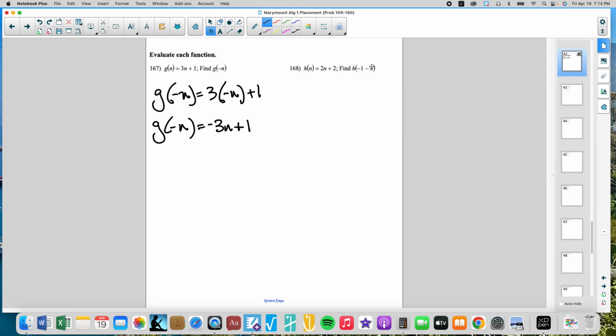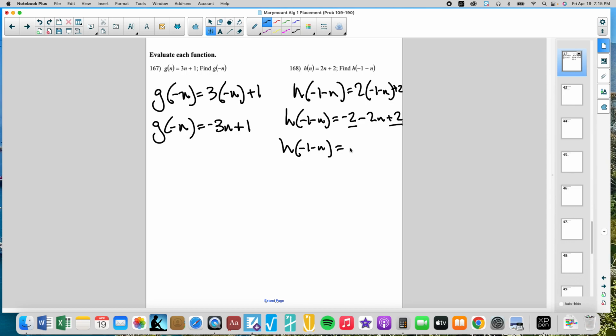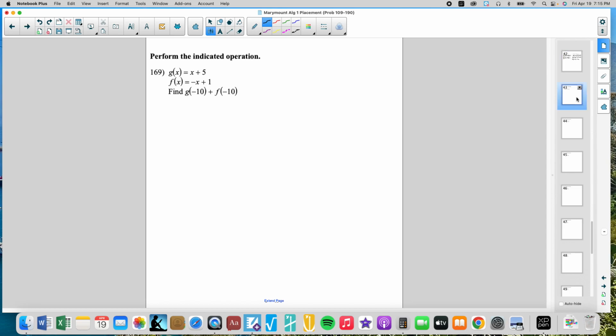We're going to plug in negative 1 minus n. So h of negative 1 minus n. It pains me not to write it in standard form. We're going to plug that in for the n. So negative 1 minus n goes in for it, plus 2. So h of negative 1 minus n equals, we'll distribute, negative 2 minus 2n plus 2. We can simplify like terms. Two constants, so h of negative 1 minus n equals negative 2n. Nice and easy.